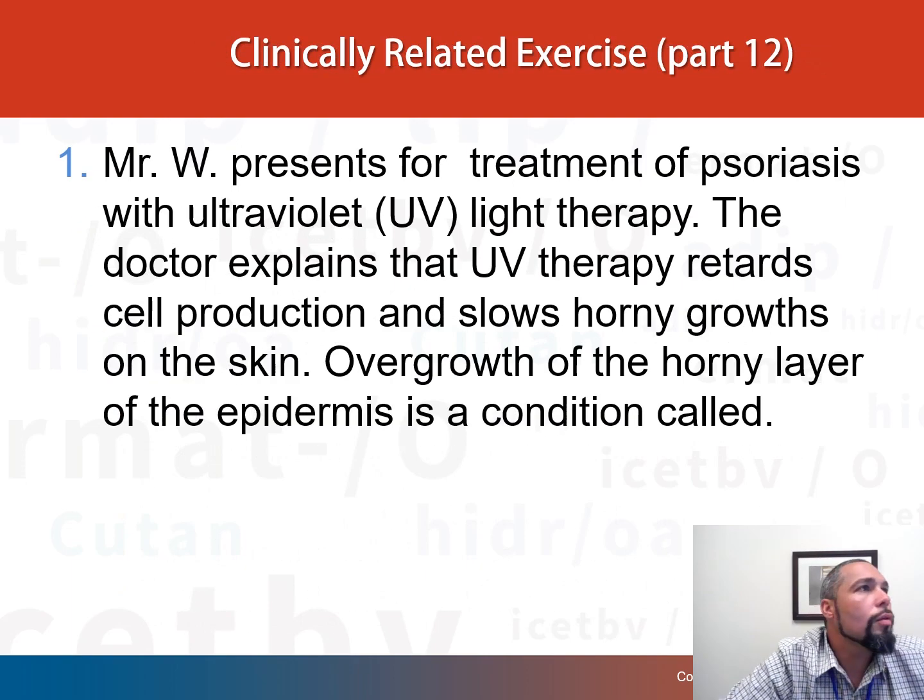All right, so let's go over some clinical exercises. Mr. W presents for treatment of psoriasis with UV light therapy. The doctor explains that the therapy retards cell production and slows horny growth on the skin. Overgrowth of the horny layer of the epidermis is a condition called... all right, let's address this.